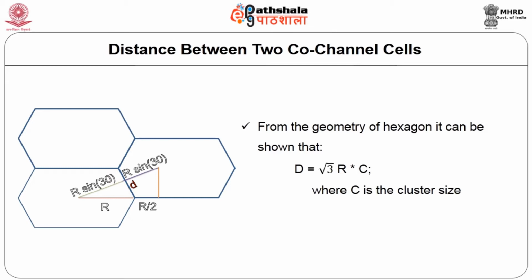Now, how do I find the distance between the two co-channel cells? The distance between the adjacent cells is given by root 3 r. If I multiply this term by the cluster size, obviously I get the distance, because this cluster has been repeated. So, D is equal to root 3 C r. The distance between the co-channel cells is given by the term root 3 C times r.